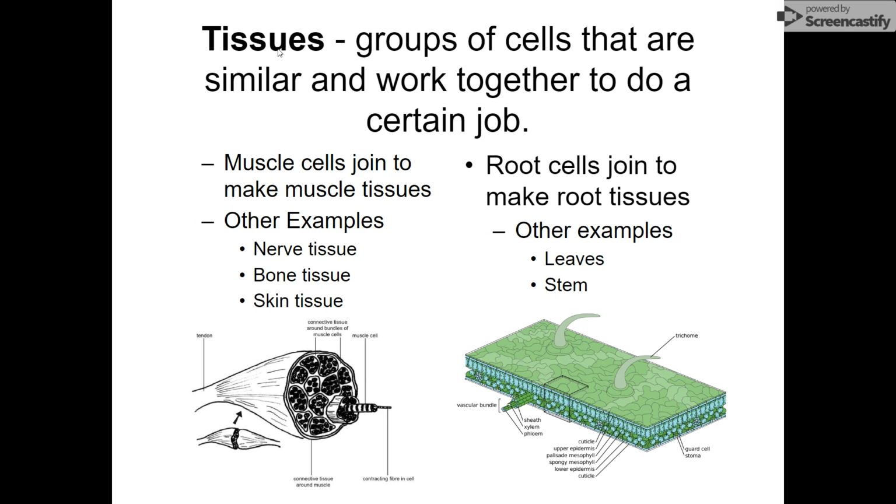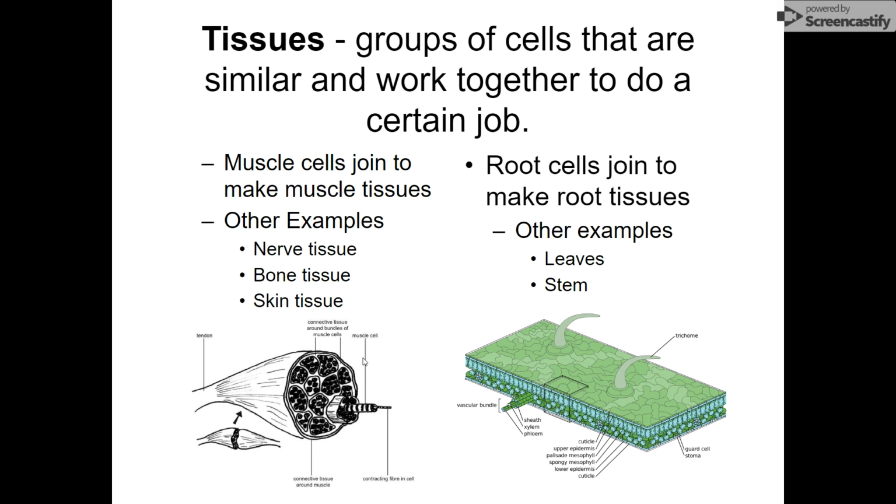All right, tissues. Tissues are groups of cells that are similar and work together to do a job. So muscle cells join to make muscle tissues. Those muscle tissues make the muscles of our body. We have nerve tissue, bone tissue, and skin tissue. So the skin tissue combines to make the skin that protects our body. Bone tissues combine to make our bones. Nerve tissues combine to make our nerves.